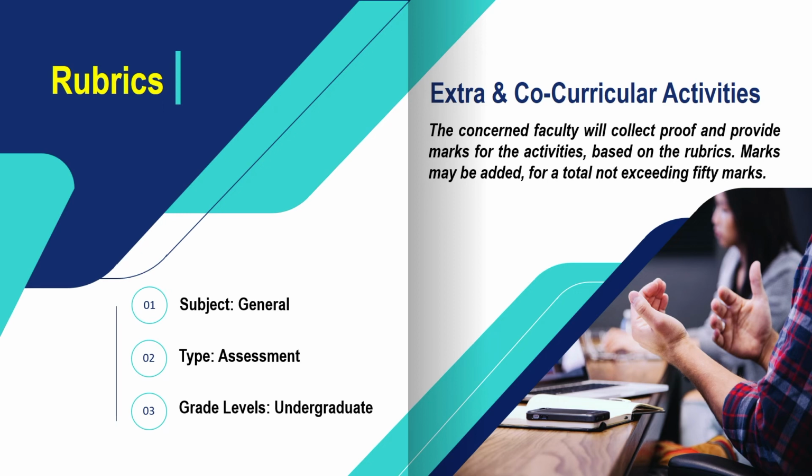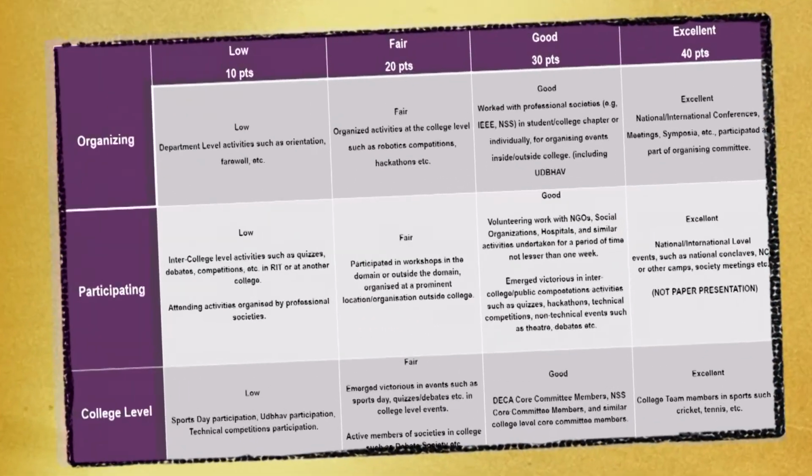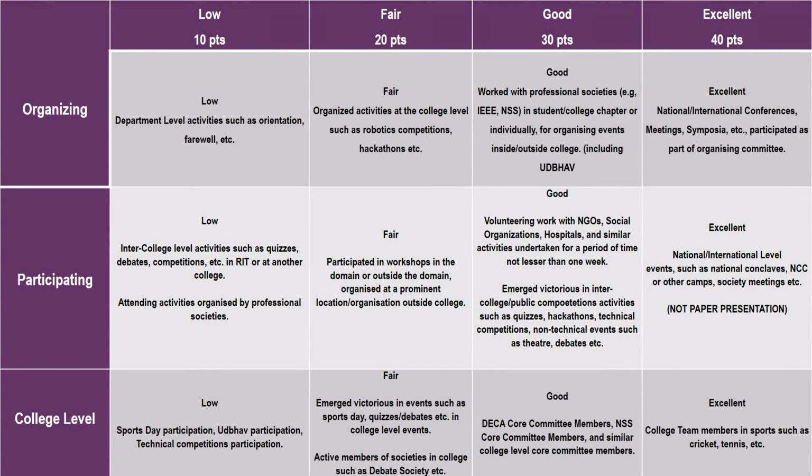So, let us see a rubric that can be used to assess the extracurricular activities. What are the skills that we want to see? We want to analyze the organizing skill and participating skill at the level, whether it is at the institute level, national level or the state level, or whatever it is. For example, for the organizing skill, the top excellent person will be someone who participated as an organizing committee member in national or international conferences, meetings, symposia; he can be given an excellent grade.